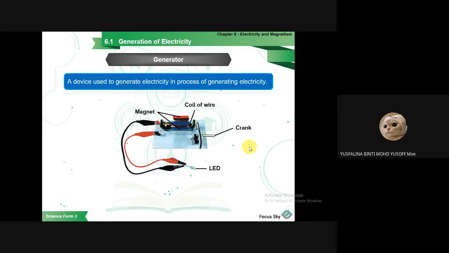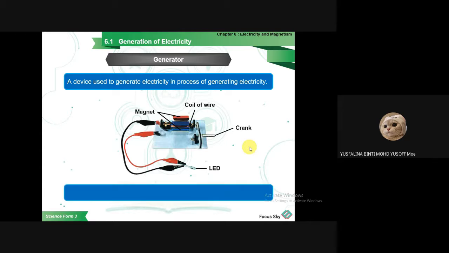This one is actually using a magnet. You connect the magnet with the wire to the LED. Then there's a crank there, and there will be a coil of wire. This one can produce electricity, it can produce current. But this type of current is actually the induced current. Normally in our home we don't use induced current.